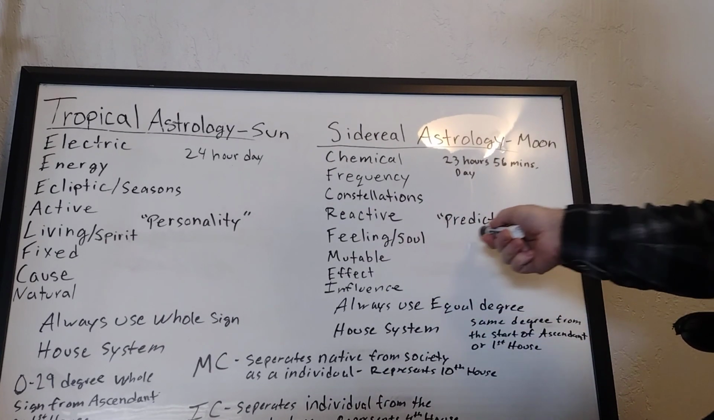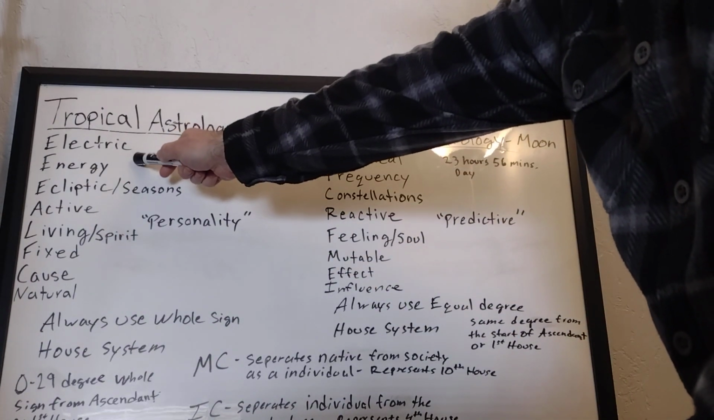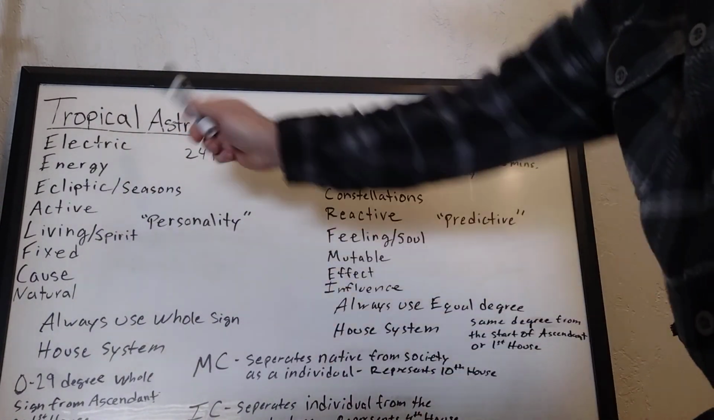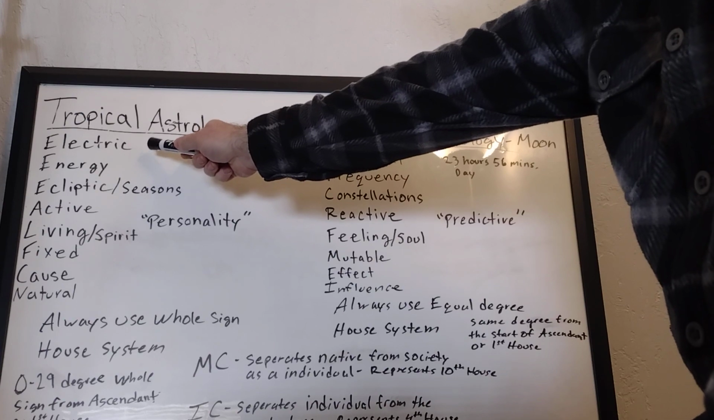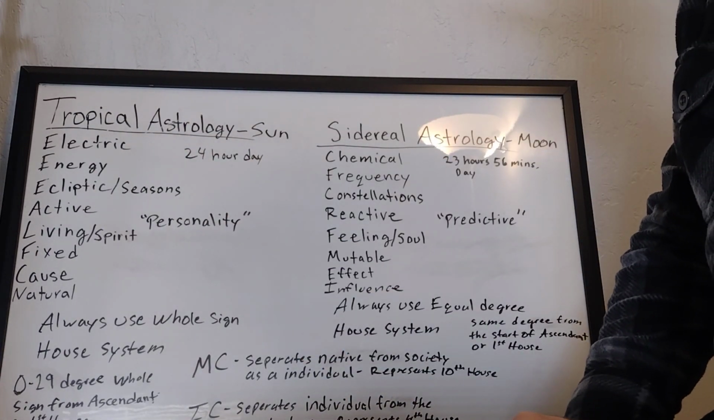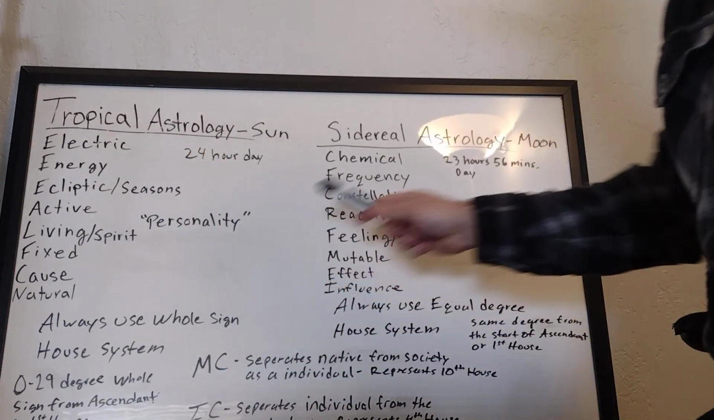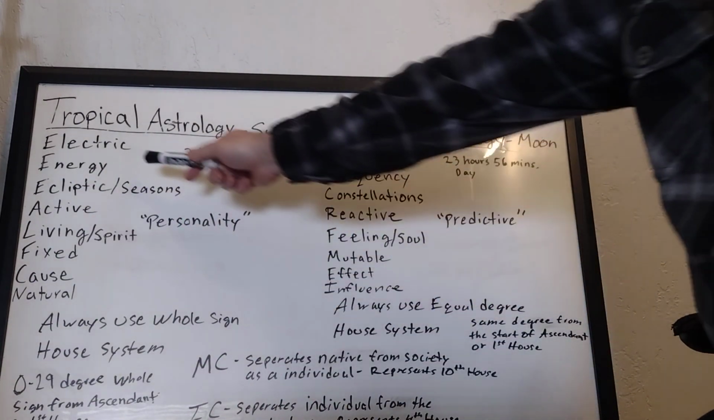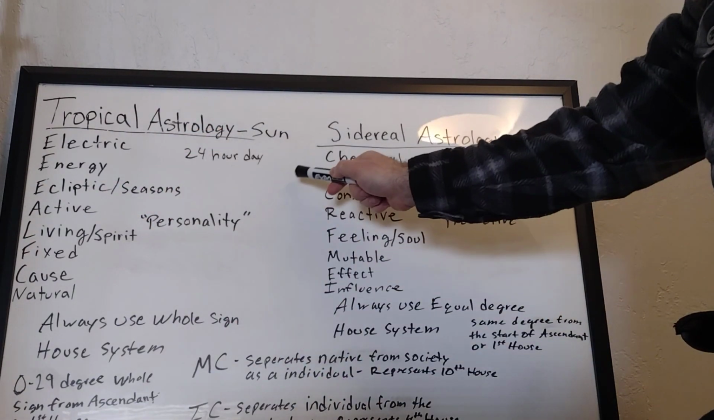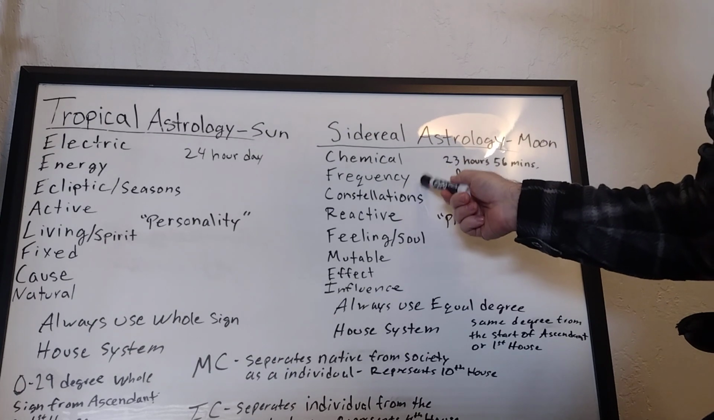It's more predictive. It's more of the chemicals that surround us through our electric impulses that govern our living being. That is our personality. Tropical astrology is energy. Sidereal astrology is a frequency. So this is our personal energy, and this is the personal frequency that comes at us through sidereal astrology.